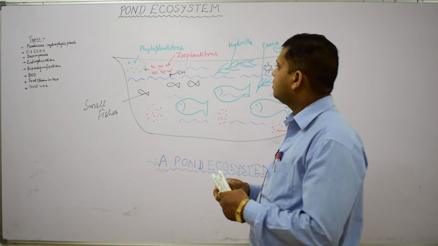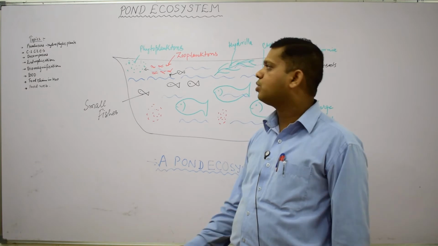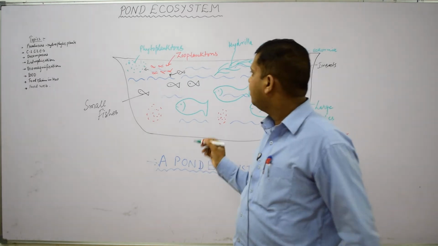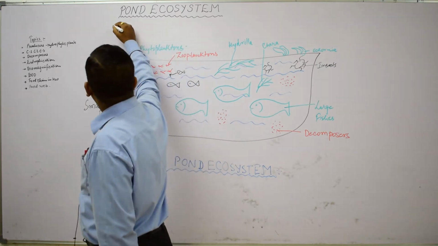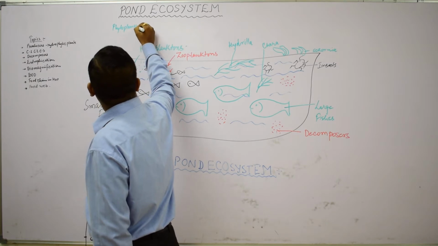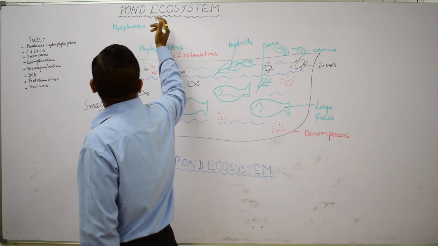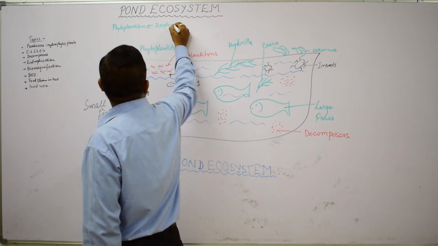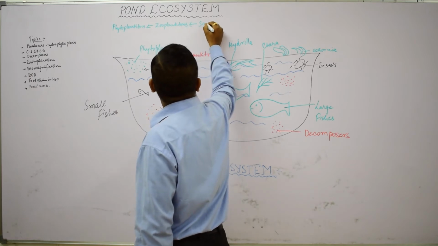We will see here. Producers are basically the autotrophs. In this pond ecosystem there are two types of producers. First is phytoplankton, they are producers. So, we will write here phytoplankton. They are eaten by zooplanktons. Zooplanktons are eaten by small fishes.